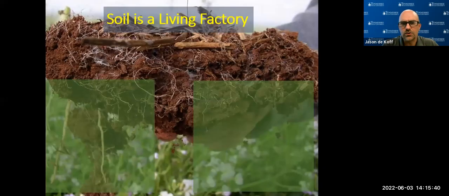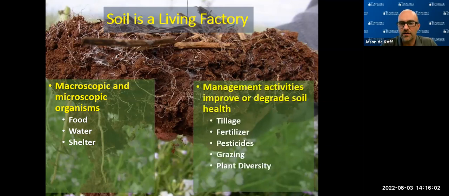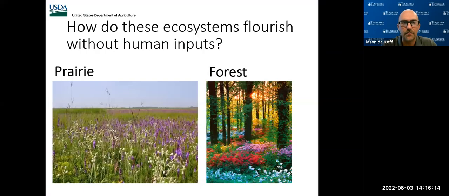So we want to think of soil as a living factory, and basically the workers in that factory are macroscopic and microscopic organisms. What we're doing really when we're thinking about soil health is we want to keep these workers happy. We want to provide the right food, water, and shelter for them so that they can thrive and engage in the activities that we'd like for them to do. Now, we need to think about certain management activities that can have a benefit or a detriment to soil health. And so these are some of the things that I'll be talking about.